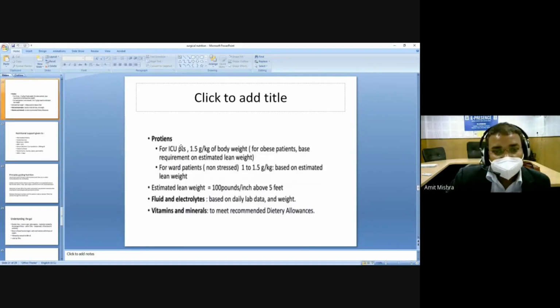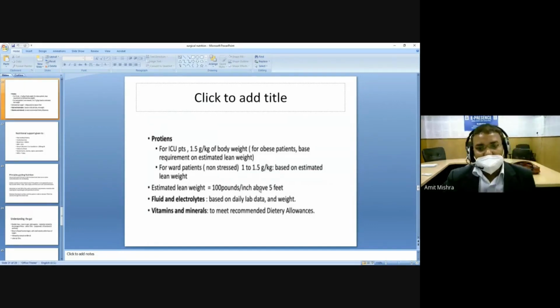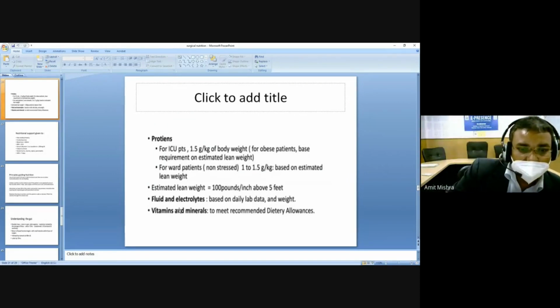So protein for ICU patients is on the slightly higher side, 1.5 grams per kg of body weight. For a normal ward patient, it is 1 to 1.5 grams per kg. For weight, the base requirement is estimated lean weight. Estimated lean weight is 100 pounds plus 5 pounds per inch above 5 feet. Then fluid and electrolytes have to be calculated accordingly, based on the daily lab data and weight.